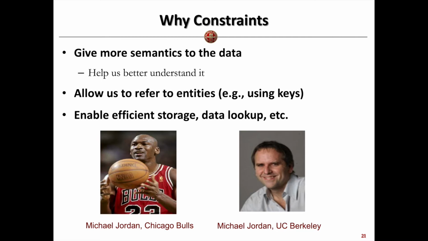For the keys, it will also allow us to refer to some entities with some simple attributes. Like I can use the SSN to refer to a person, instead of describing all the attributes for a person, right? We can just use his SSN in reference to the person. It will be much more efficient in storage as well as data lookup.